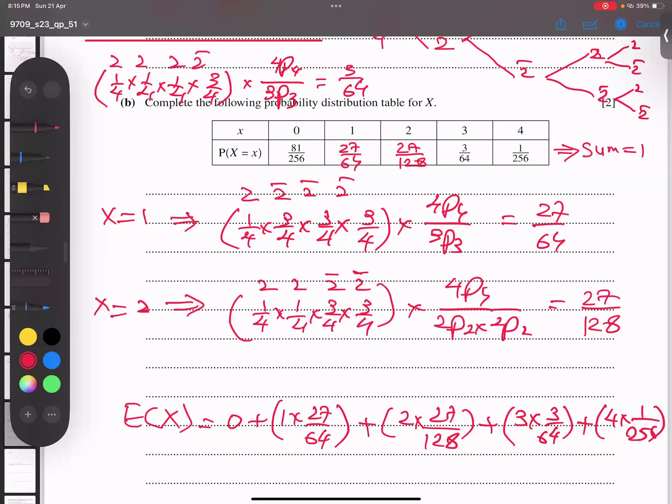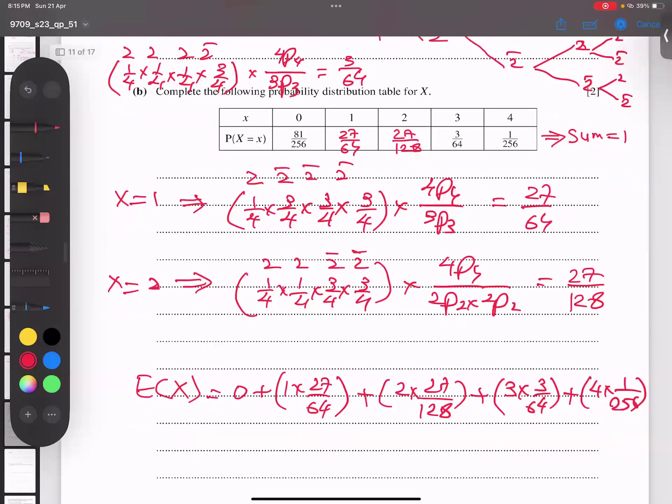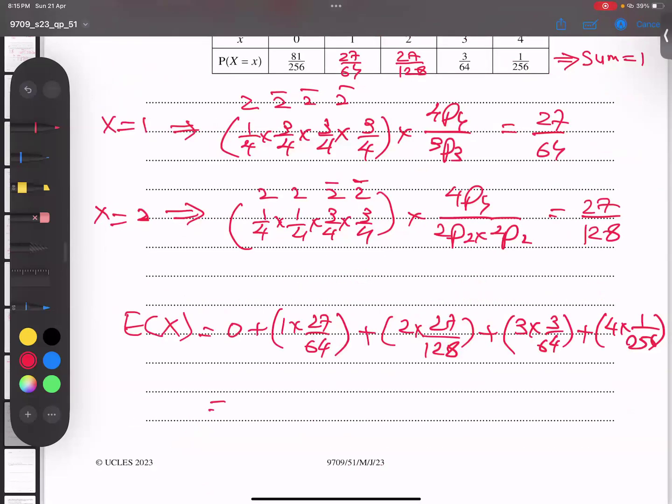And if I type in the calculator, students, E of X, I just get it. Hold on, what does the mean come to? Hold on, 1 minute, please. 27 plus 27 into 2 plus 9 plus 4. Wait a minute, a different thing is coming. 27 divided by 64 plus 2 into 27 divided by 128 plus 9 divided by 64 plus 4 divided by 256. And the answer is 1.